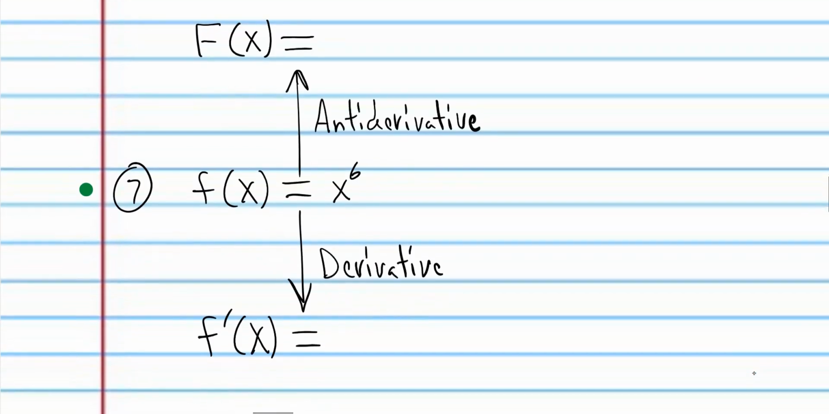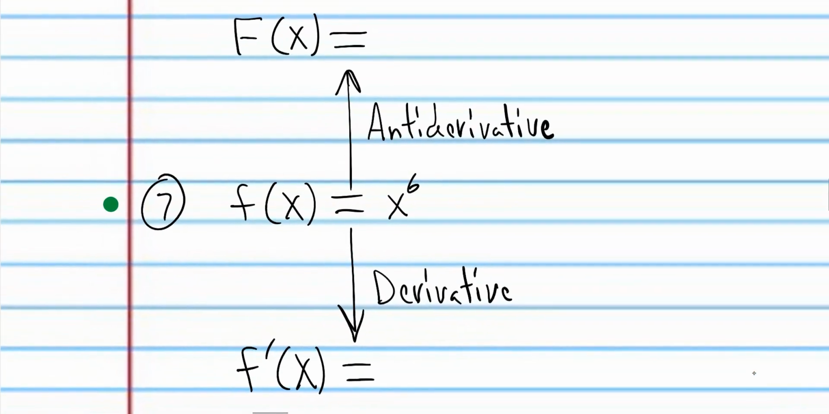And I want you to try number 7. So first find the derivative. You know how to do that. You've done it a million times. And then find the antiderivative. And remember to add c. Try number 7. When you come back, we'll do it together.